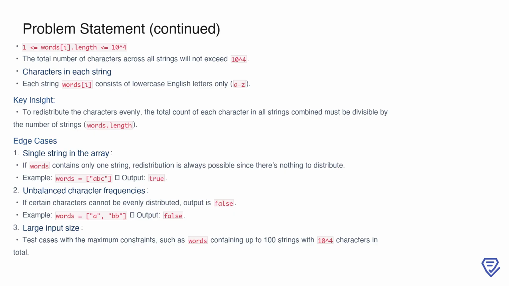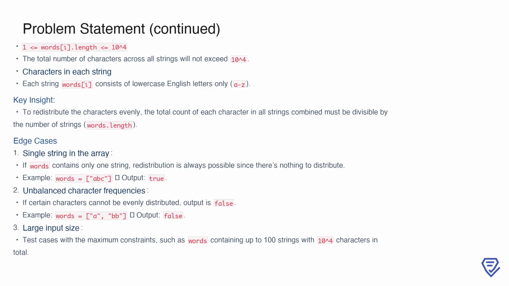A key insight for solving this problem is that the total count of each character across all the strings combined must be divisible by the number of strings in the array. This ensures that every string can receive an equal share of each character. There are a few edge cases to note as well.